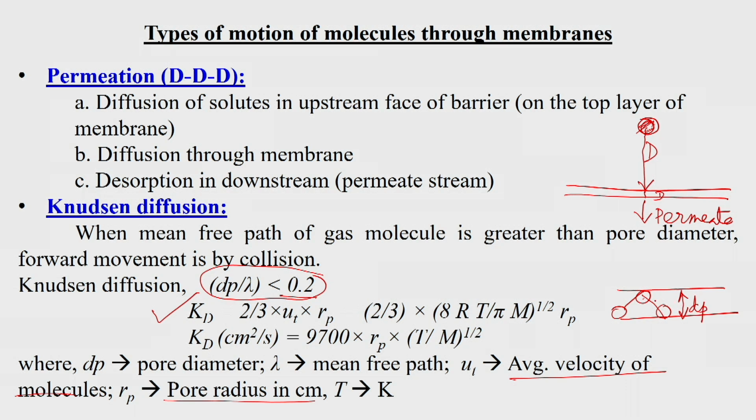The pore radius is half of dP, and ut is (8RT/(pi m))^0.5, into Rp. In general, Kd in centimeter squared per second is 9700 into Rp into (T/m)^0.5, by simplification, where T is the temperature and m is the molecular weight. Okay. So, as per the Knudsen diffusivity, the movement of the target molecule through the porous membrane is controlled by Knudsen diffusivity.